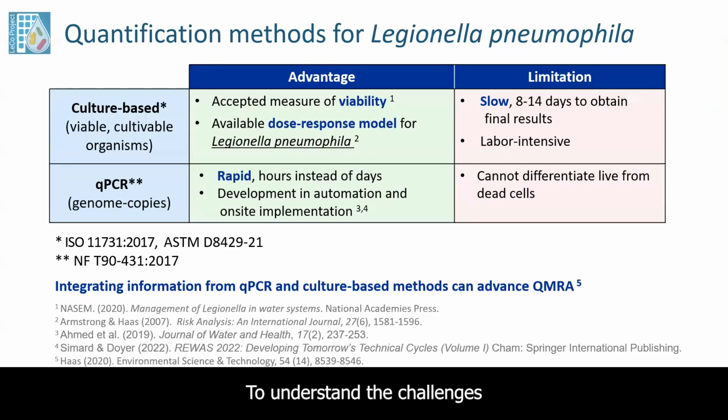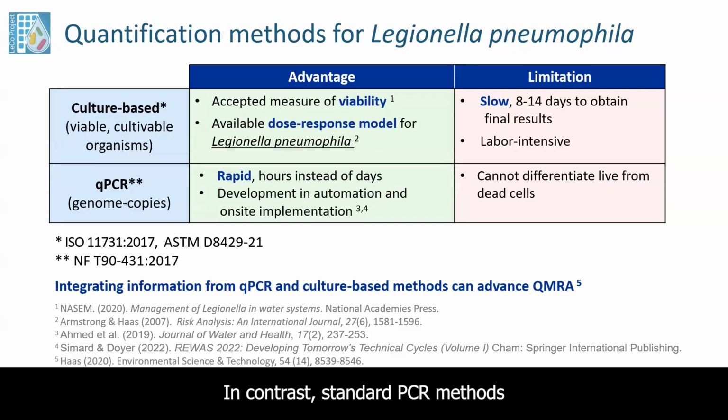To understand the challenges in detecting Legionella pneumophila and why method selection matters for risk assessment, let's first look at the two main quantification methods used in environmental monitoring. Culture-based methods, such as ISO 11731, quantify viable bacteria in colony-forming units, and these results can be directly linked to infection risk estimates through available dose response models. However, cultivation is labor-intensive and slow, requiring 8 to 14 days of incubation.